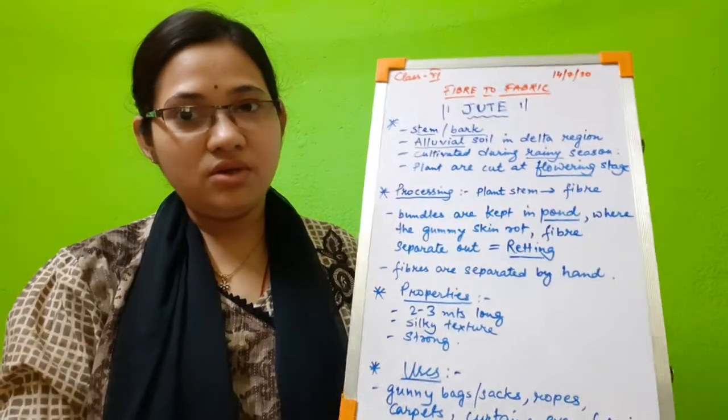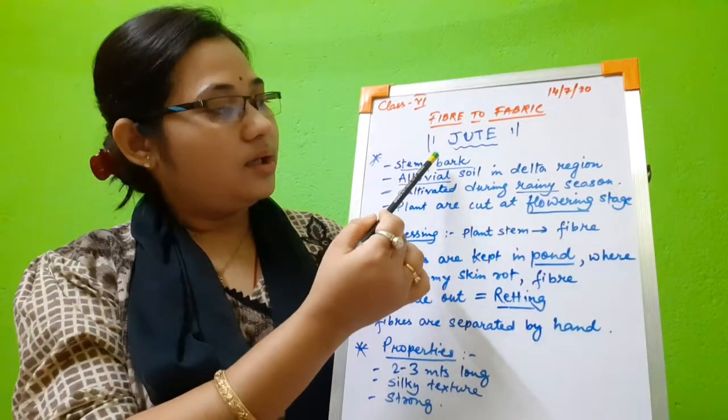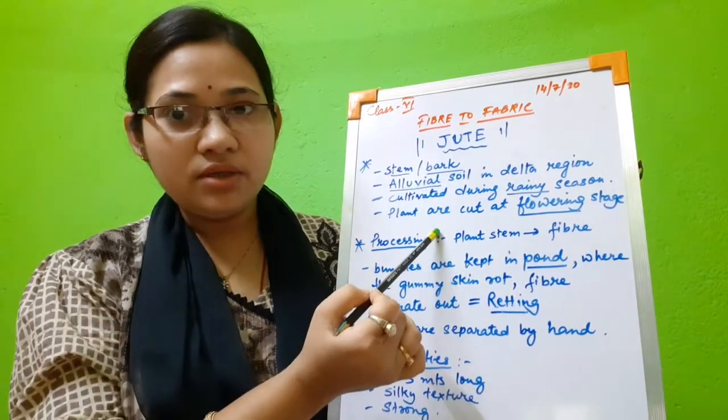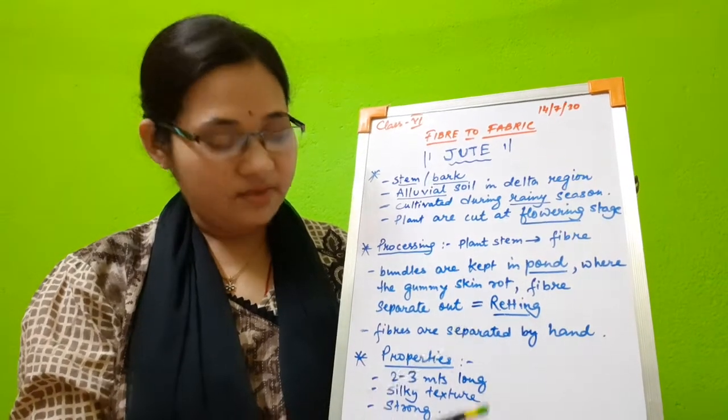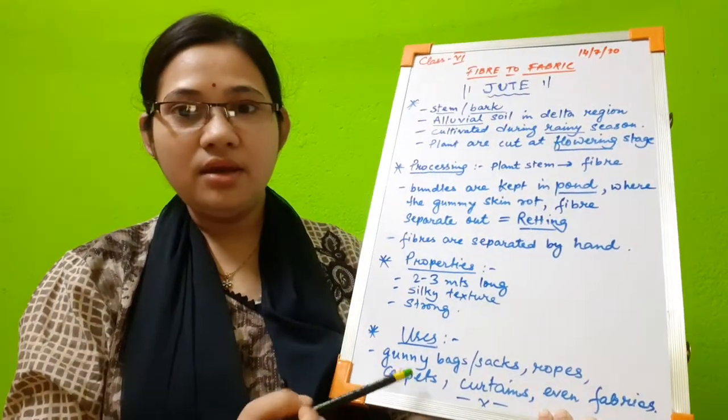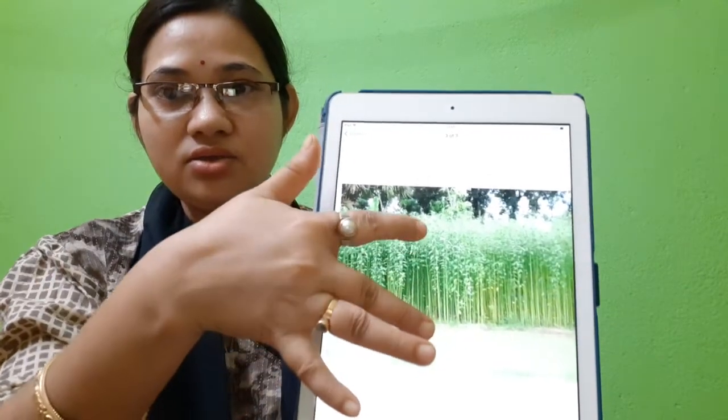So in today's video we read about the cultivation of jute, how it is processed, and the properties and uses of jute. Now let us see some diagrams so that it becomes easy for you to understand how the processing of jute actually takes place. Okay, so these are called the jute plants. See, these are the jute plants.